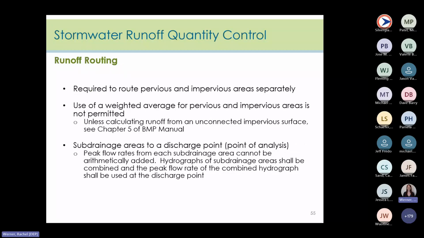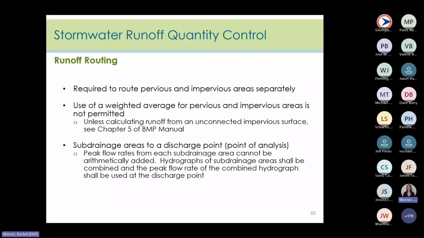The next thing you'll want to check is the runoff routing. So, like we talked about before, the pervious and impervious areas need to be routed separately. A weighted CN cannot be used because it greatly underestimates the total volume of stormwater runoff. So when reviewing the hydrograph printouts, you need to make sure that a weighted CN was not used.